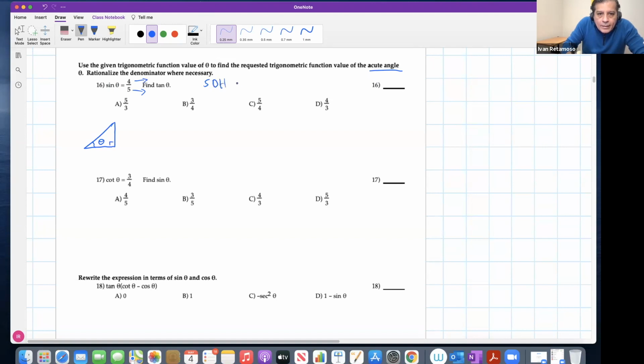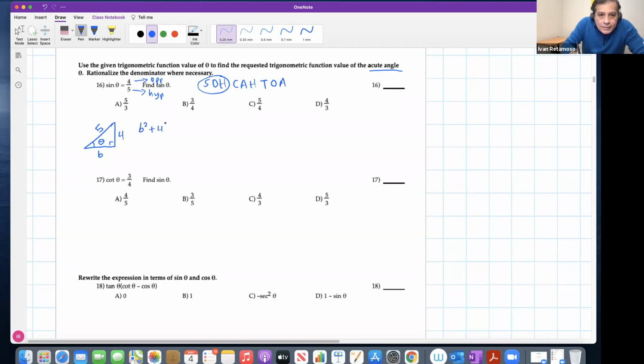Perhaps remember this mnemonic device, SOHCAHTOA. This part says sine is opposite over hypotenuse. So this is opposite, this is hypotenuse. When you make up your triangle, let the hypotenuse be 5, let the opposite be 4. Now the base is missing, Professor. I know, but we can find it.